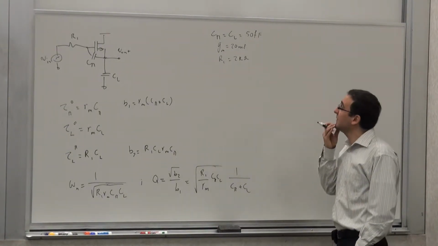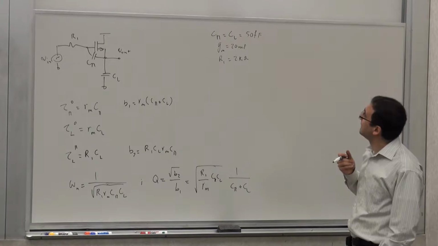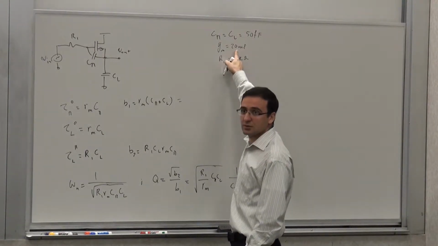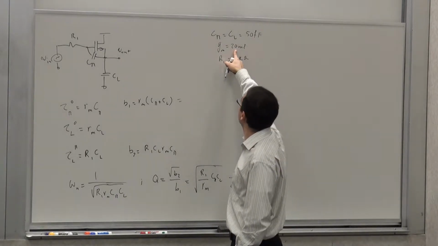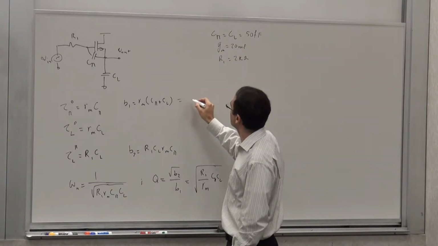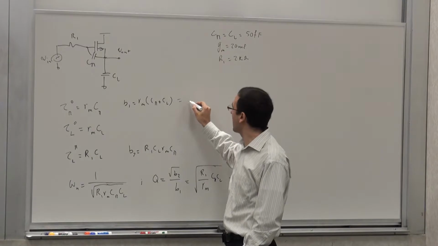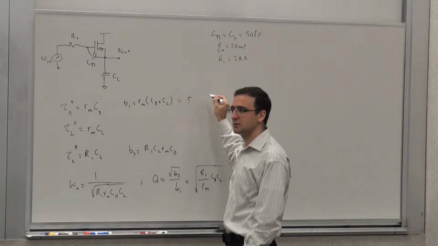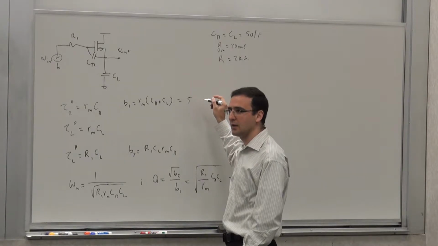If you pick these numerical values, so what is B1? So Rm is going to be what? It's going to be 50 ohms. 50 ohms times 100 femtofarads. So 50 times 100 femtofarads is 5 picoseconds, right?